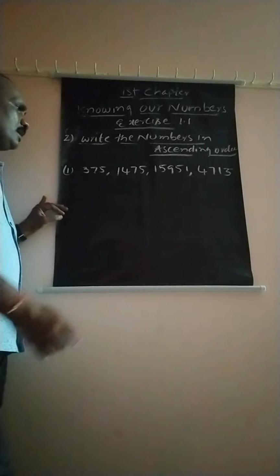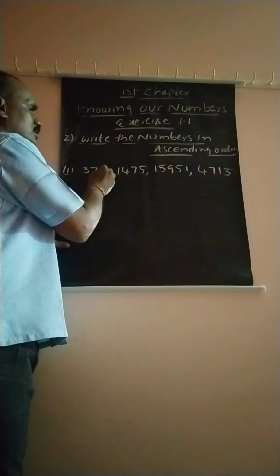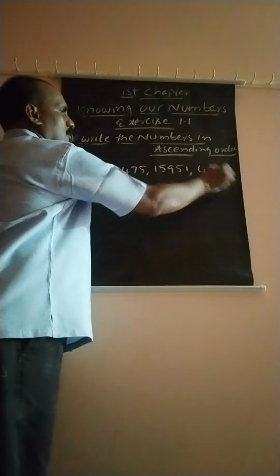Once you compare these 4 numbers, 375 is a 3-digit number, and the remaining 3 numbers are 4-digit numbers. So the 3-digit number is smaller than the 4-digit numbers.